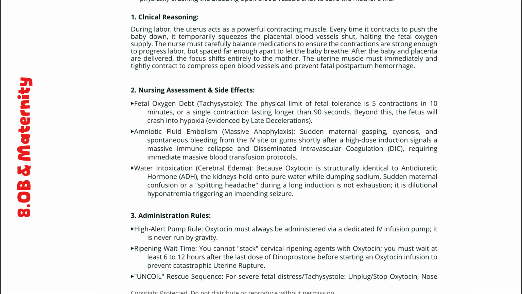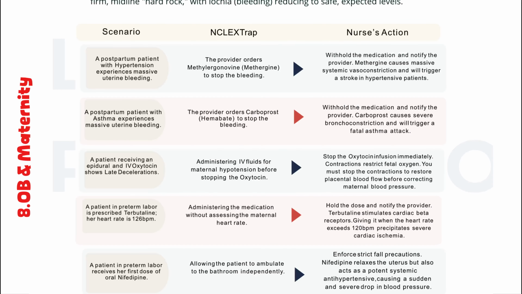After delivery, the job flips entirely to the mother. The uterus has to clamp down hard to crush those open vessels shut and stop postpartum hemorrhage. Methylergonovine and carboprost do this by force, and both carry a matching contraindication you cannot miss. Methylergonovine causes systemic vasoconstriction, so it's contraindicated in a hypertensive patient. It can trigger a stroke. Carboprost causes bronchoconstriction, so it's contraindicated in asthma. It can trigger a fatal attack. If a postpartum patient with either history is hemorrhaging and the order comes in for the wrong drug, you hold it and notify the provider before it goes in.